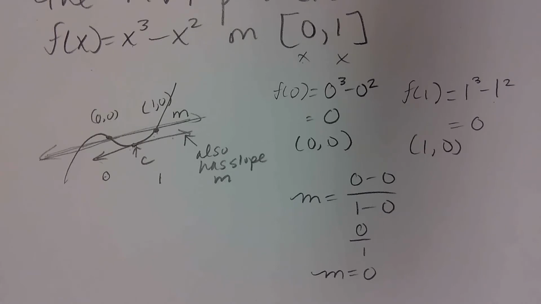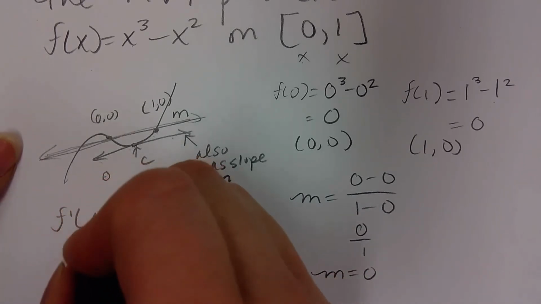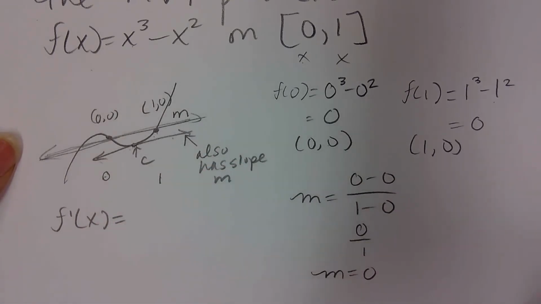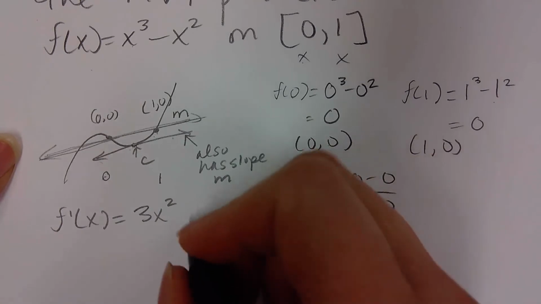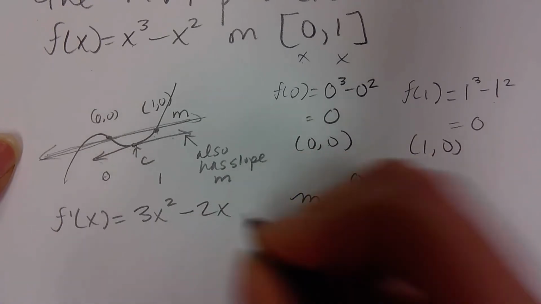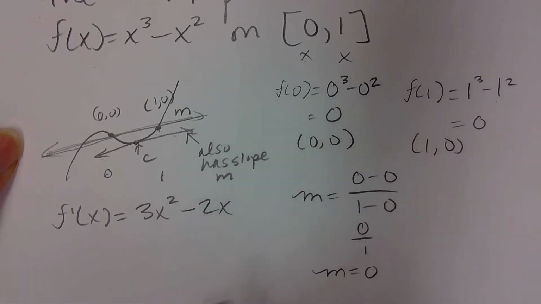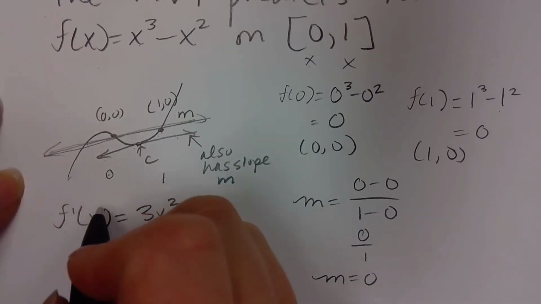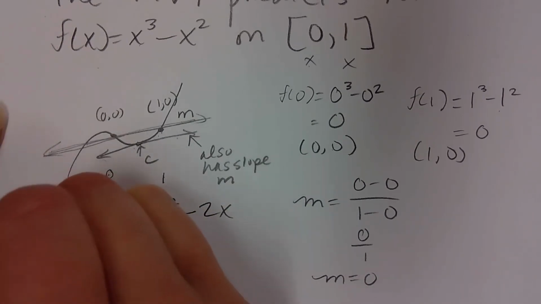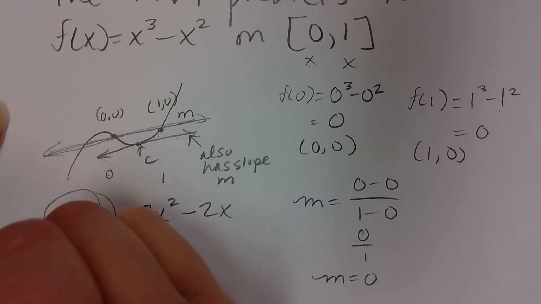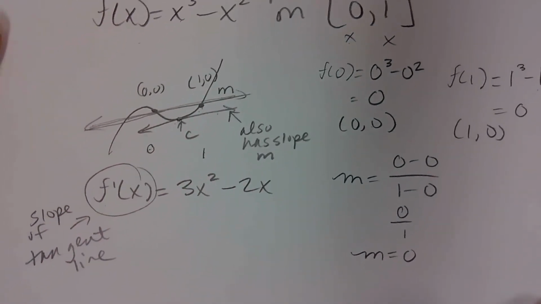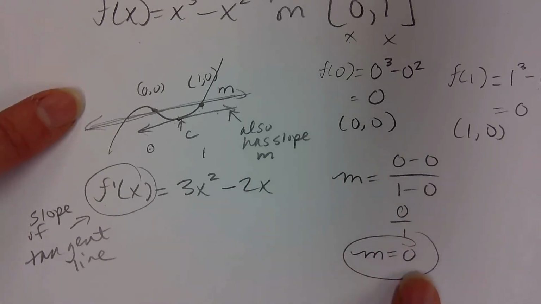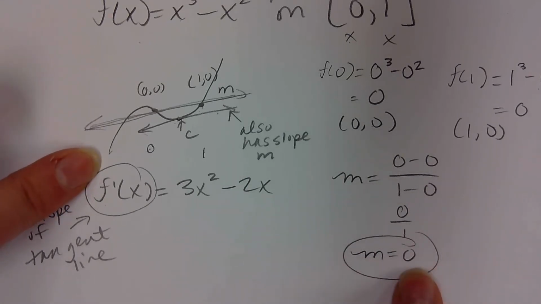The slope of a line at a point is my derivative. So I'm going to take my derivative. My derivative of f is going to be 3x squared minus 2x. This is my slope of the tangent line, right? The equation for my slope of a tangent line. I want that to equal the slope of the line of the endpoints. So I want these two to be equal.